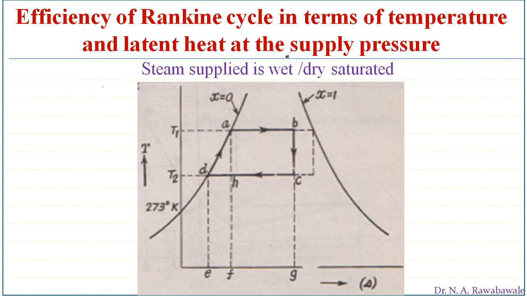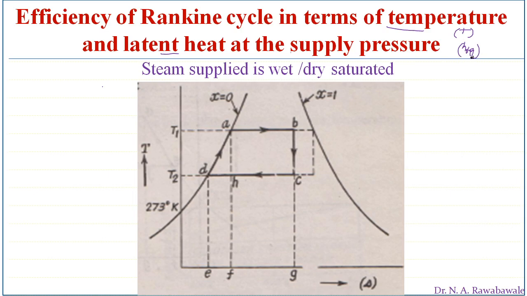Now coming to the next term, we will have one derivation and afterwards we will stop. So, the efficiency of the Rankine cycle in terms of temperature and latent heat at supply pressure. The efficiency which we have defined will be given in two different terms, that is, in terms of temperature and in terms of latent heat. Temperature is represented by the term T and latent heat is represented by HF.